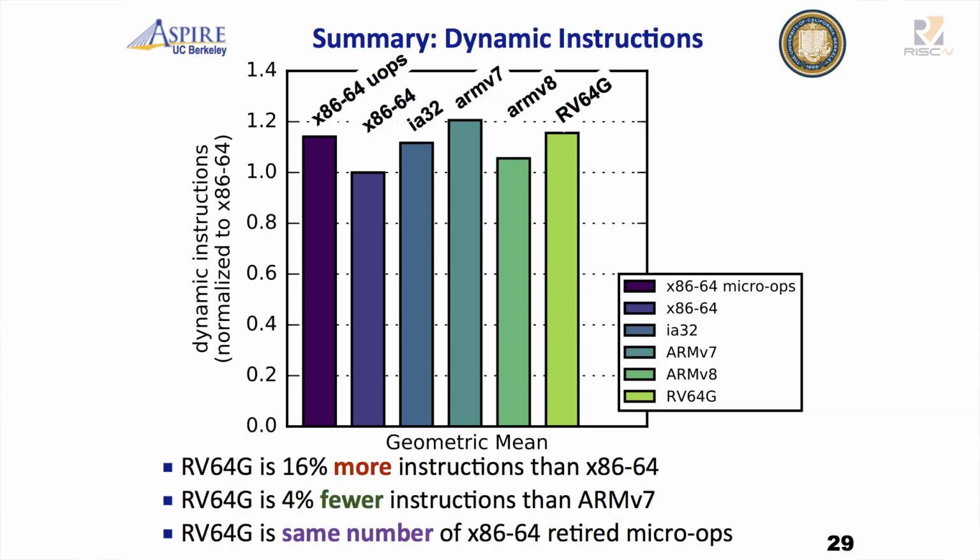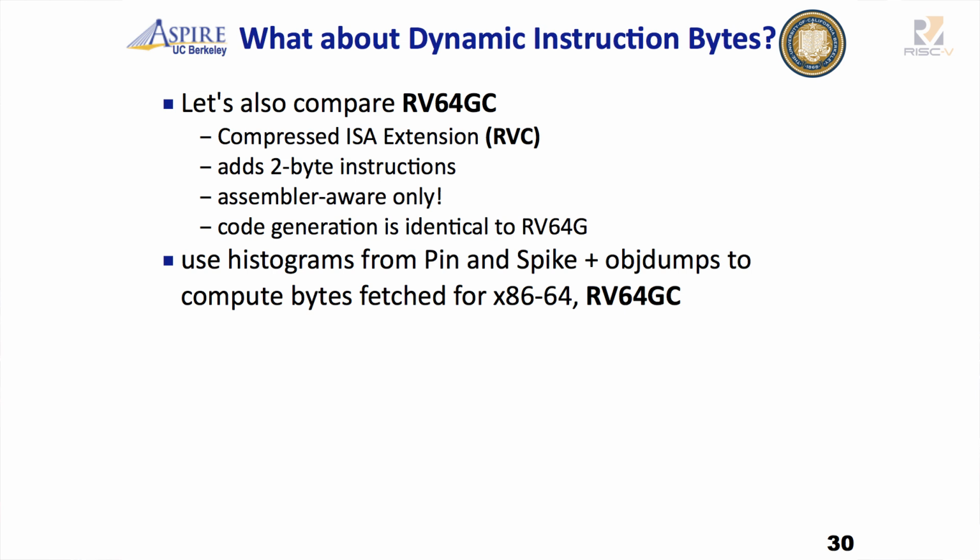And I'm going to come back to ARMv7 or to ARMv8 later. Don't worry, we'll take care of them too. So let's look at the dynamic instruction byte counts. Now we can add in the compressed ISA.